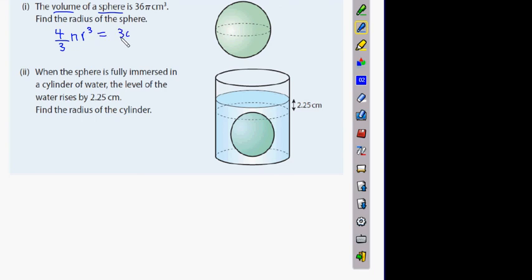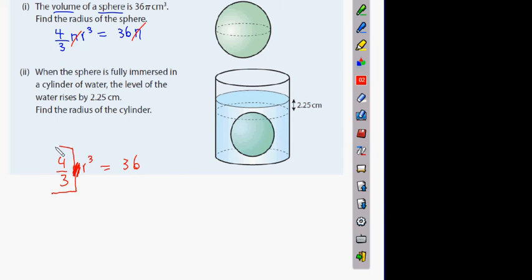That equals 36 pi. What can you get rid of straight away, Mark? Pi's cancel. Now I technically have 4 over 3 pi r cubed. 4 over 3 r cubed equals 36. What do I need to get rid of to get the r on its own? The 4 over 3. Gotta get rid of the 4 over 3 first.